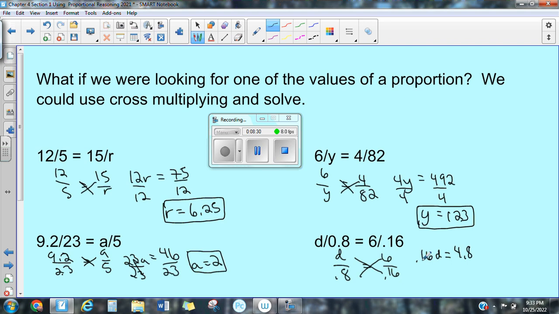D is being held through multiplication to 0.16. So to undo that, we need to divide by 0.16 to both sides. And D equals 30. Okay, so take a few moments and check your work on those last two problems and see if you need to make any corrections. If not, you can go ahead and move on.